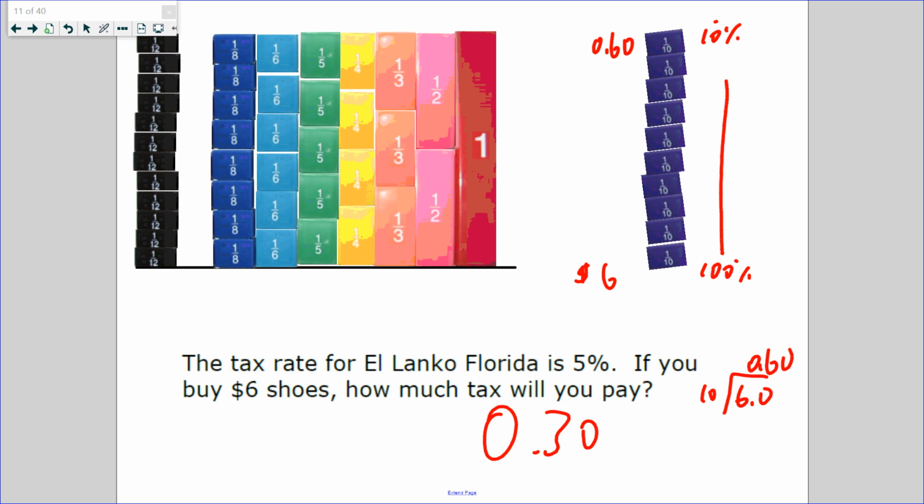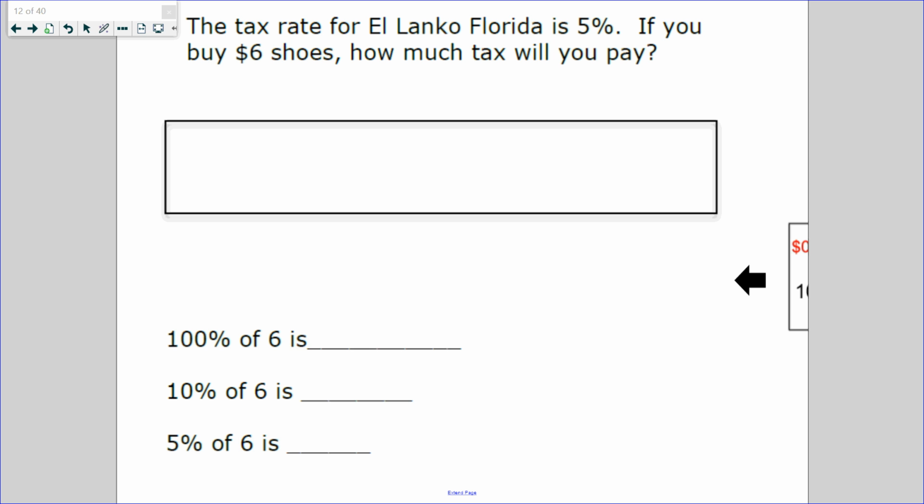Another way to do it is, how do you break down 100% to 10%? Divide by 10. And what is $6 divided by 10? 6 divided by 10 is 60 cents, so 5% would be 30. And the last one. So again, many ways to do this.